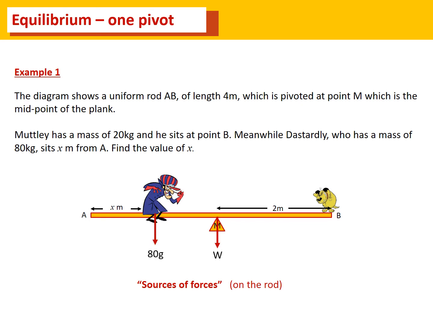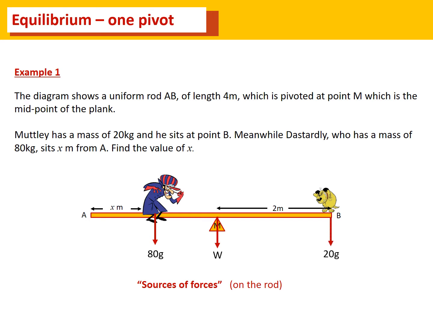Now, Dastardly weighs 80 G newtons. You can see that 80 G isn't actually Dastardly's weight, it's a normal contact force. Because Dastardly is in contact with the rod, the rod exerts a force on Dastardly and he exerts an opposite force, and that opposite force is 80 G. The reason it's 80 G is because his mass is 80 kilograms. But it isn't a weight force, it's a normal contact force. The weight of Dastardly will only act on Dastardly.